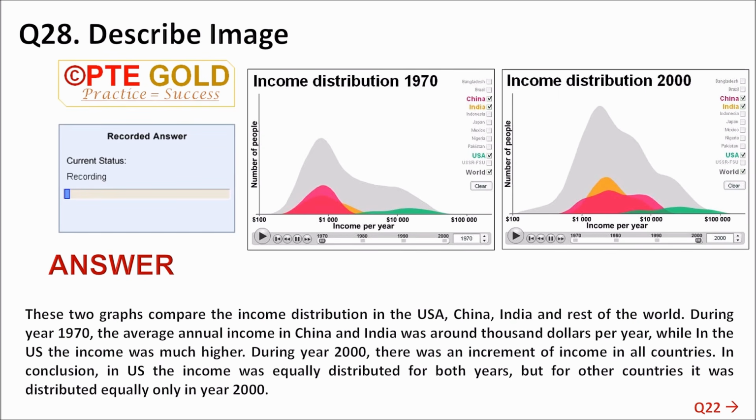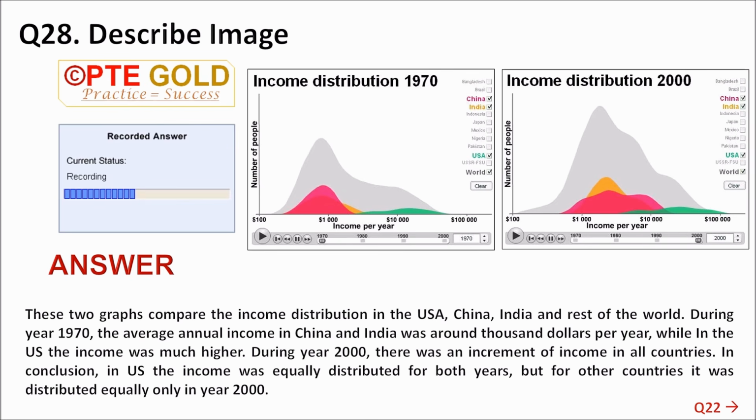These two graphs compare the income distribution in the USA, China, India, and rest of the world. During year 1970, the average annual income in China and India was around $1,000 per year, while in the US the income was much higher.